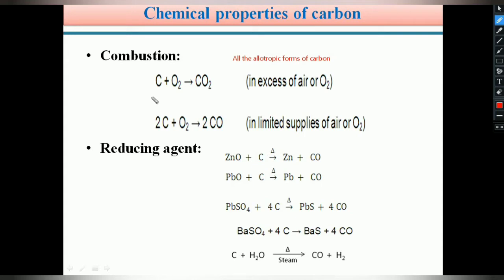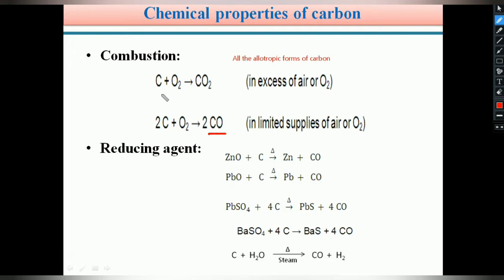So whenever we burn carbon in the presence of oxygen, it forms carbon dioxide, CO2. Suppose you burn the carbon in a limited amount of oxygen, or a lower amount of oxygen. Instead of CO2, it forms CO, carbon monoxide.